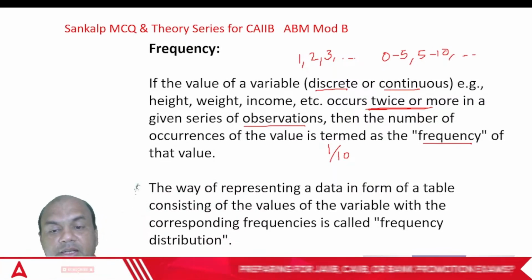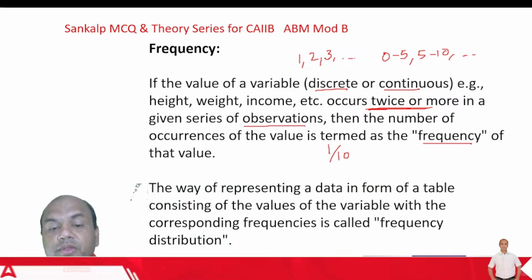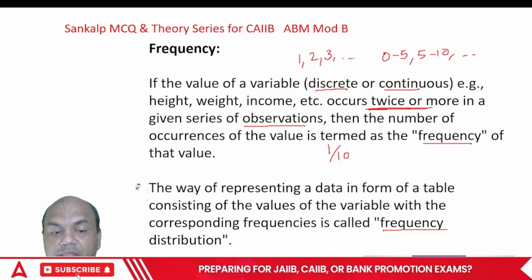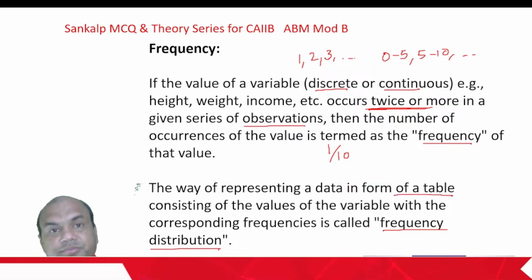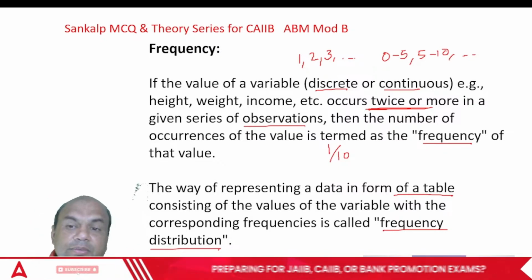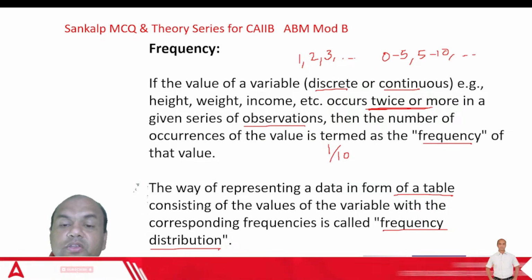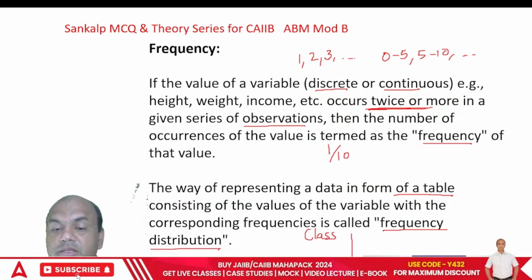The way of representing data in the form of a table consisting of values of a variable with the corresponding frequencies is called frequency distribution. What is distribution? The way of representing the data in form of a table. Suppose I take 0 to 5, 5 to 10, 10 to 15 and so on. When I make the table out of this, this is known as my class and this is known as my frequency.